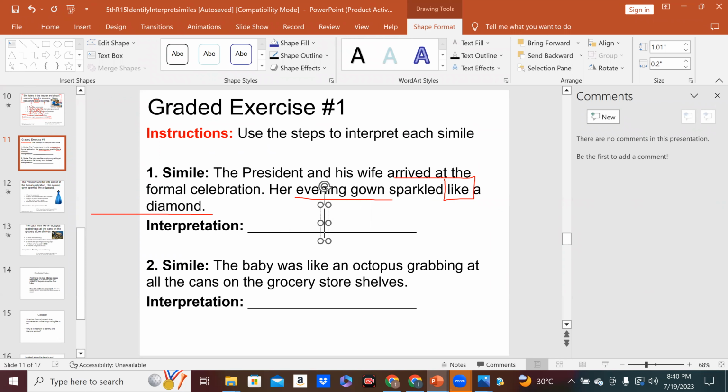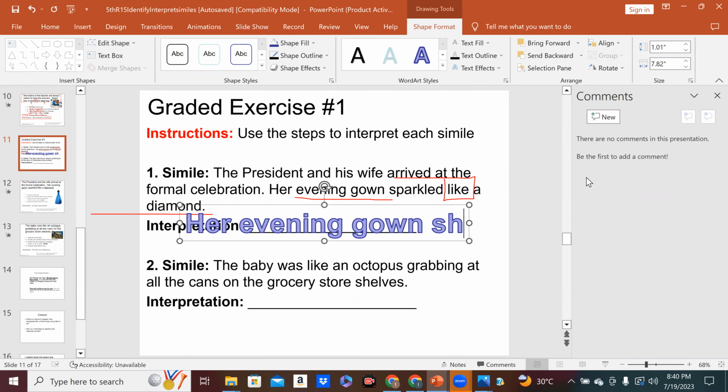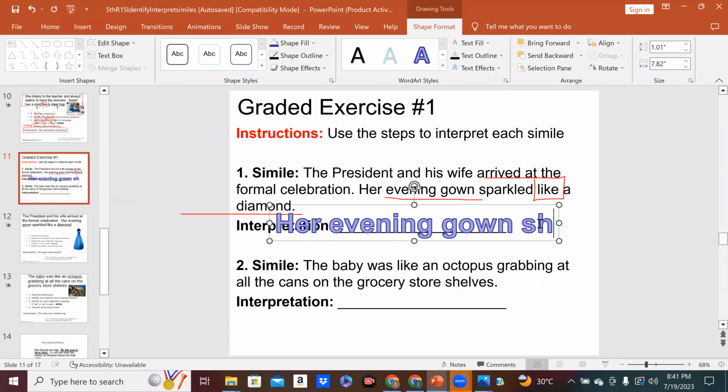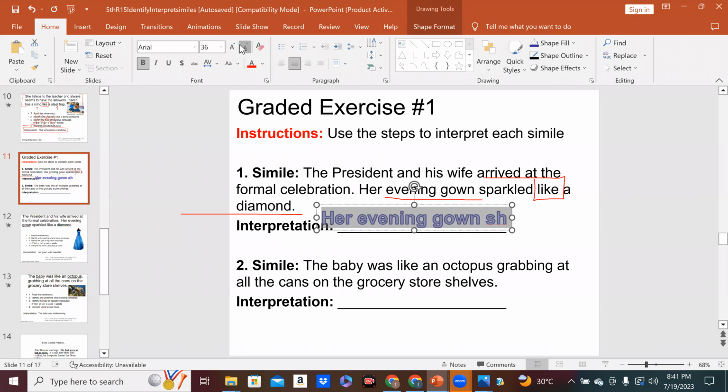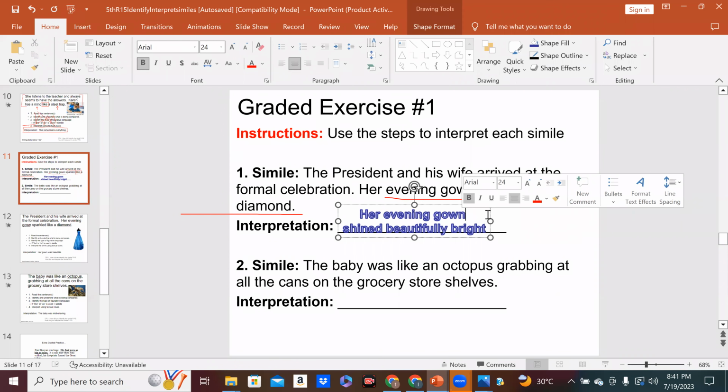So for the interpretation, I'm not going to say all that because that's too much to write. Her evening gown shined beautifully bright. Okay, so you must include something about bright and shine and beautiful. Those two things. Once you include those two things, you're right.